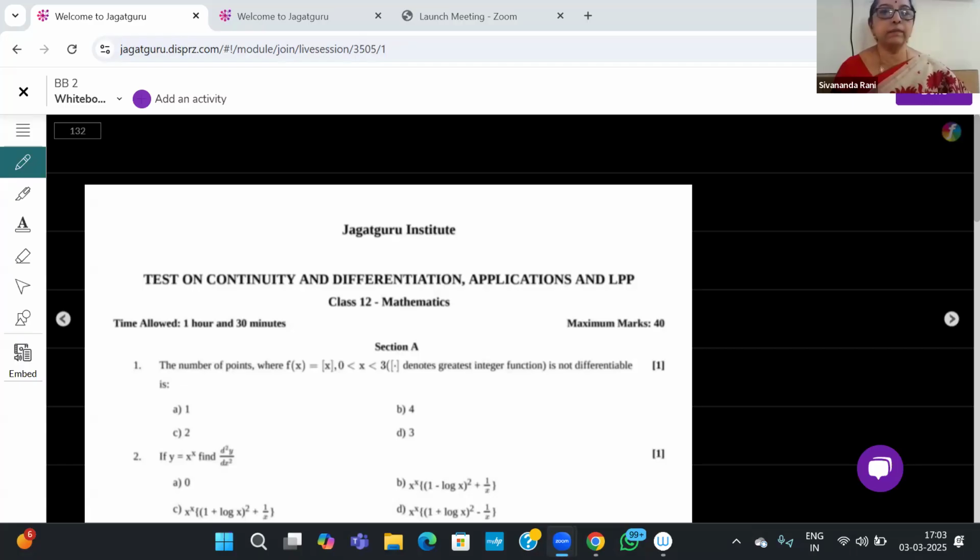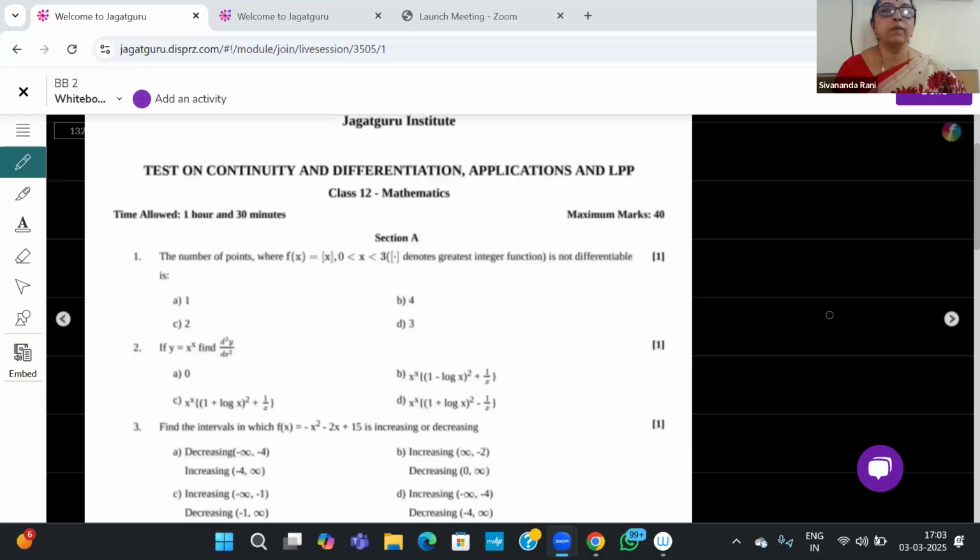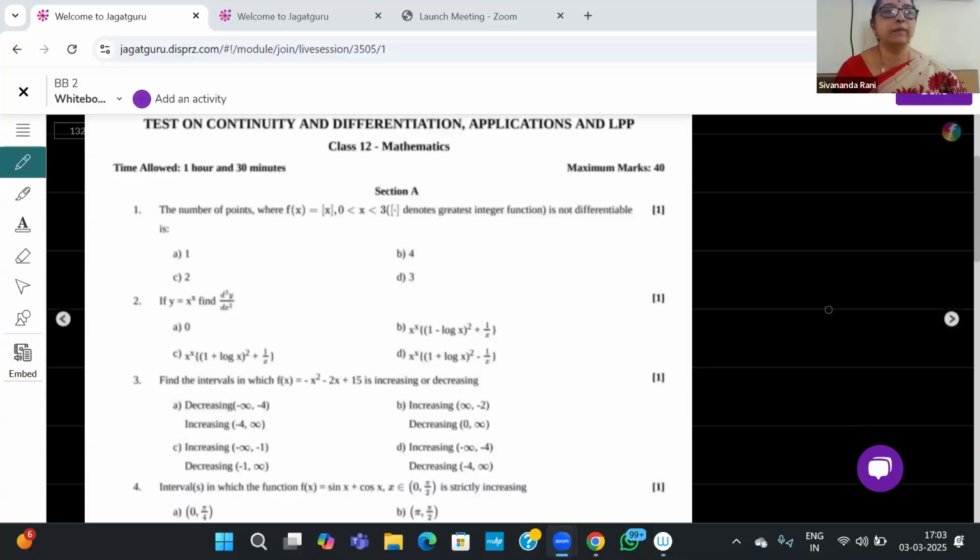Can you try the first few? Are you able to see? Yes.